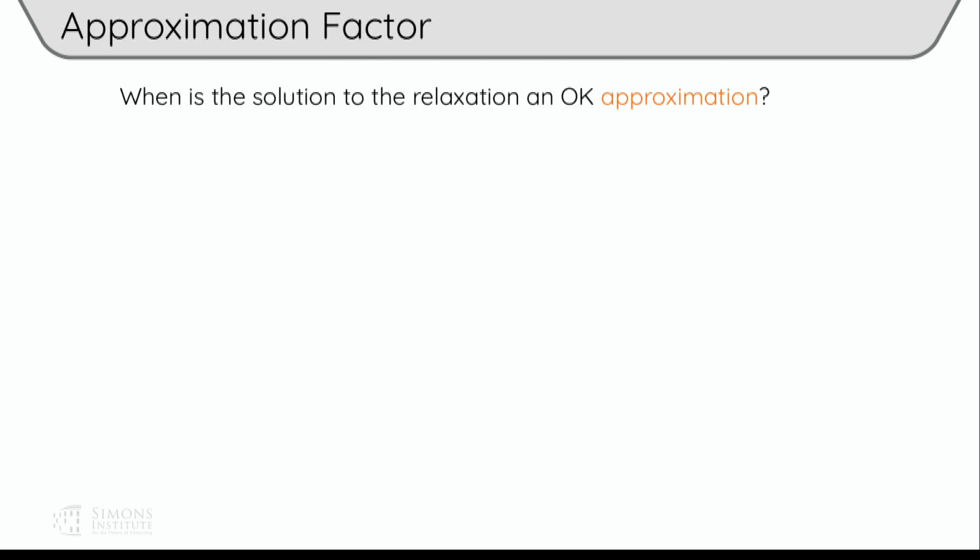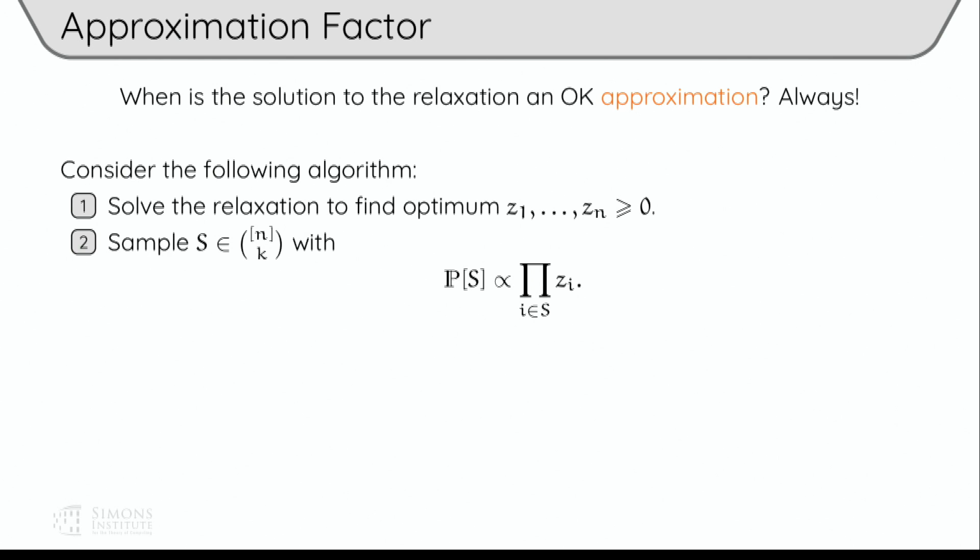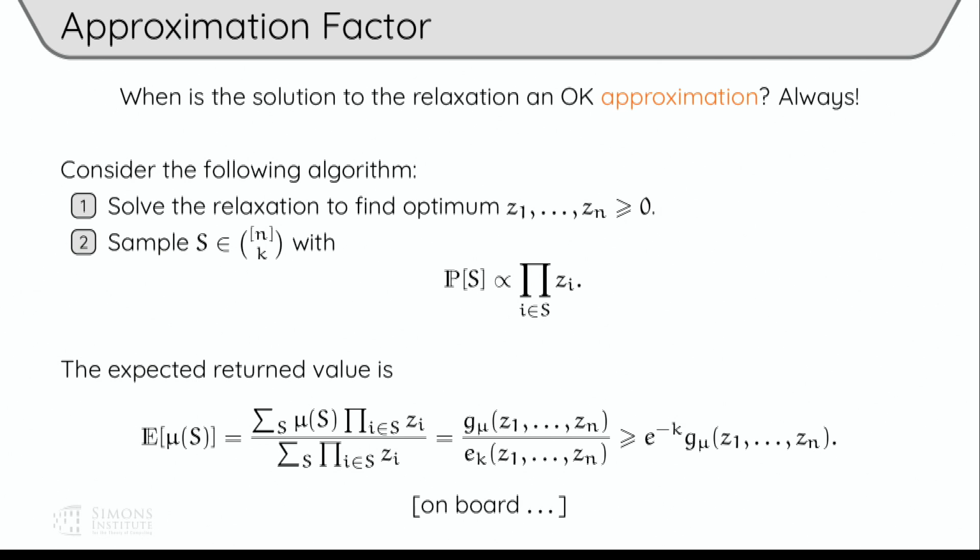So the first question is: is this approximation good, and when is it good? What properties of the polynomial imply that this is a good approximation? The answer is that you don't actually need much. No matter what the polynomial is, the solution to this relaxation is always a good approximation, and this is very easy to see. You can solve this relaxed problem, get a bunch of zi's, and then sample a set of size k with probability proportional to the product of the zi's. If you do this randomized algorithm, the expected value of mu at the set that you get is the value of the polynomial divided by the normalizing constant in this proportionality. And the normalizing constant is just the elementary symmetric polynomial applied at the zi's.